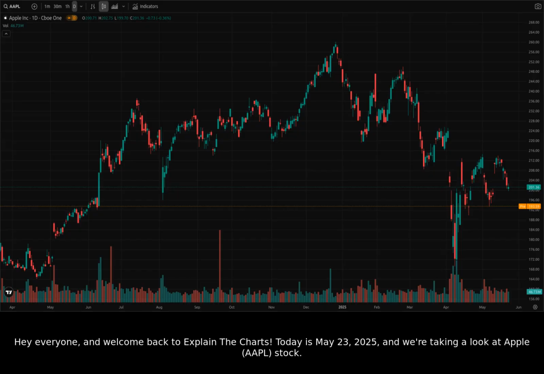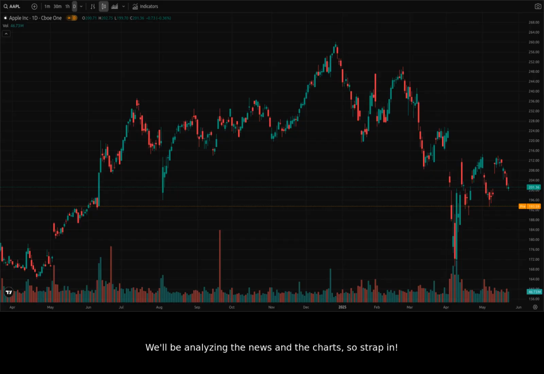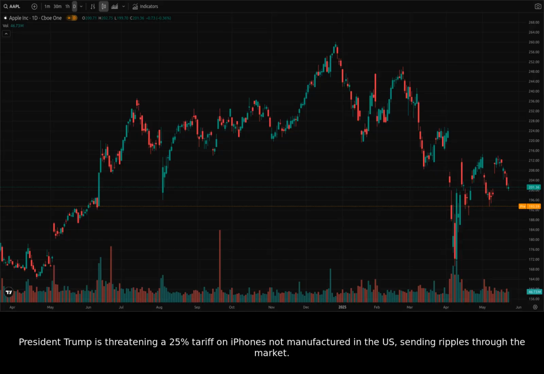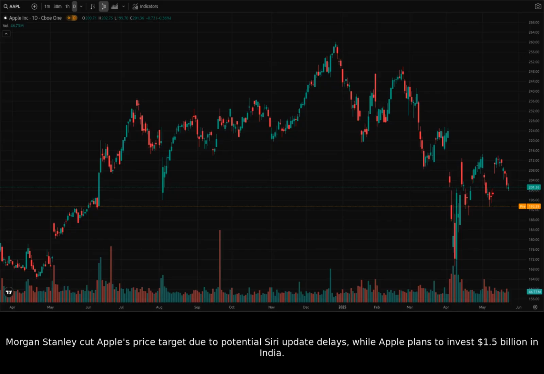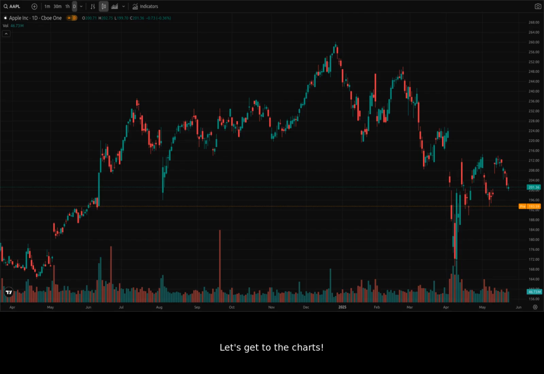Today is May 23rd, 2025, and we're taking a look at Apple, AAPL, stock. We'll be analyzing the news and the charts, so strap in. President Trump is threatening a 25% tariff on iPhones not manufactured in the US, sending ripples through the market. Morgan Stanley cut Apple's price target due to potential Siri update delays, while Apple plans to invest $1.5 billion in India. Let's get to the charts.